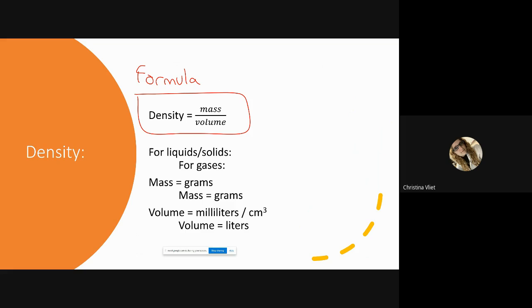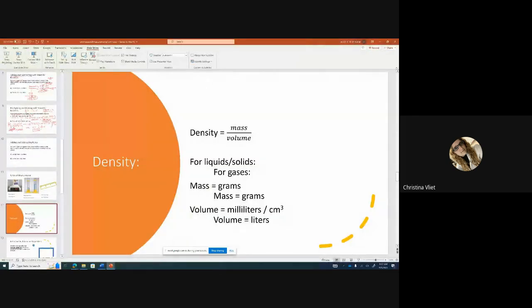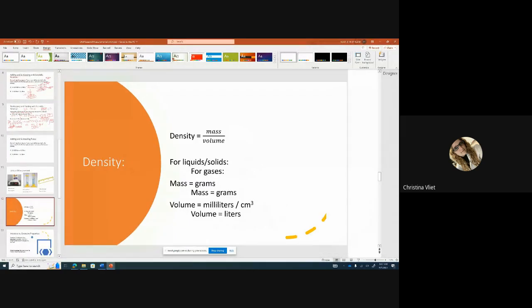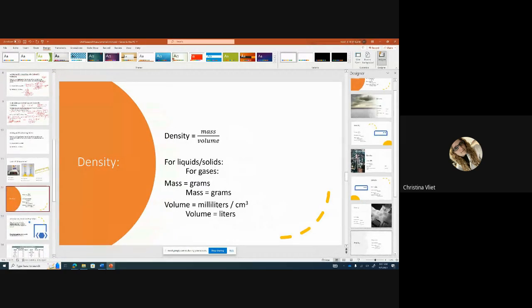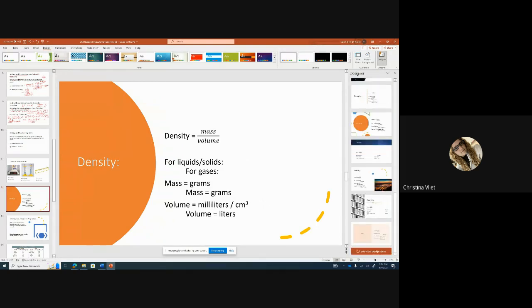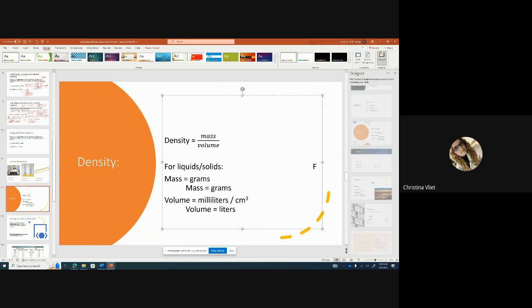For liquids and solids, oh, the formatting got weird here. Let me see if I can fix it real quick. Let me see if I can fix the formatting. Just take out this part then. I don't want it to be confusing.